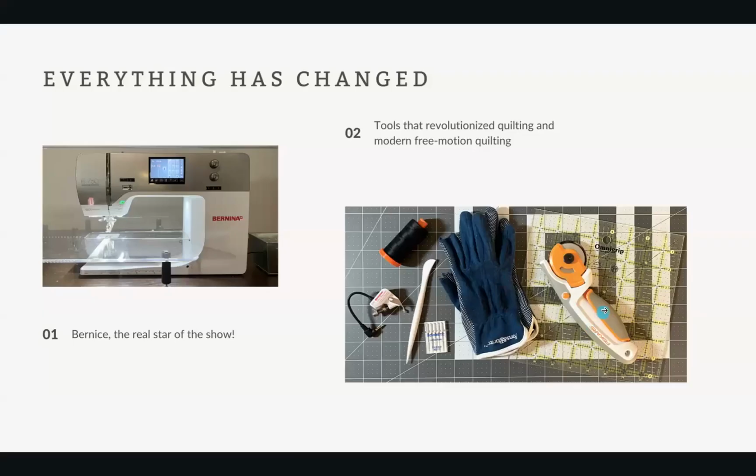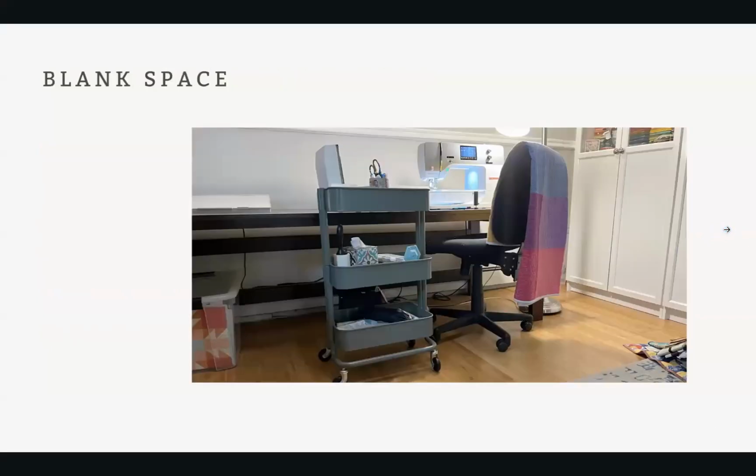Okay. All right, let me go back into sharing our presentation. Okay, so we have talked about the tool section, right? Let's talk about your blank space, and we're going to write your name. So this is the physical space of what it is that you need to have a successful free motion quilting experience.